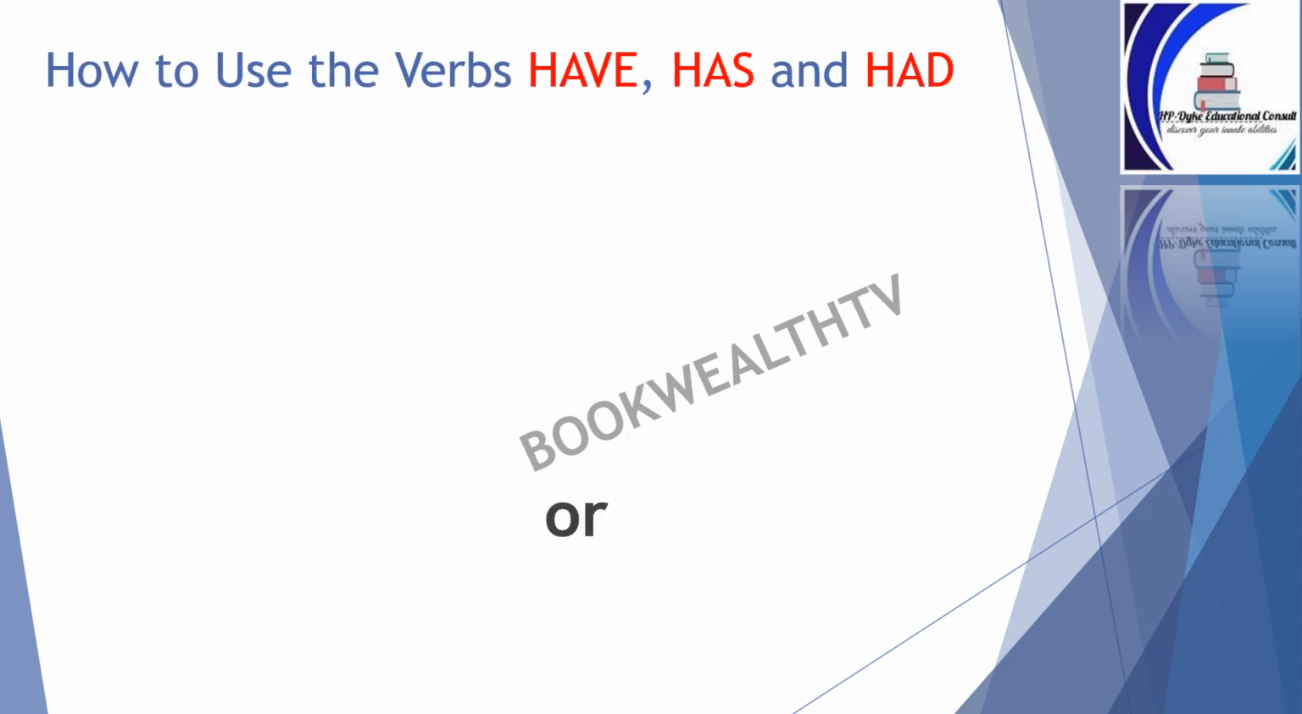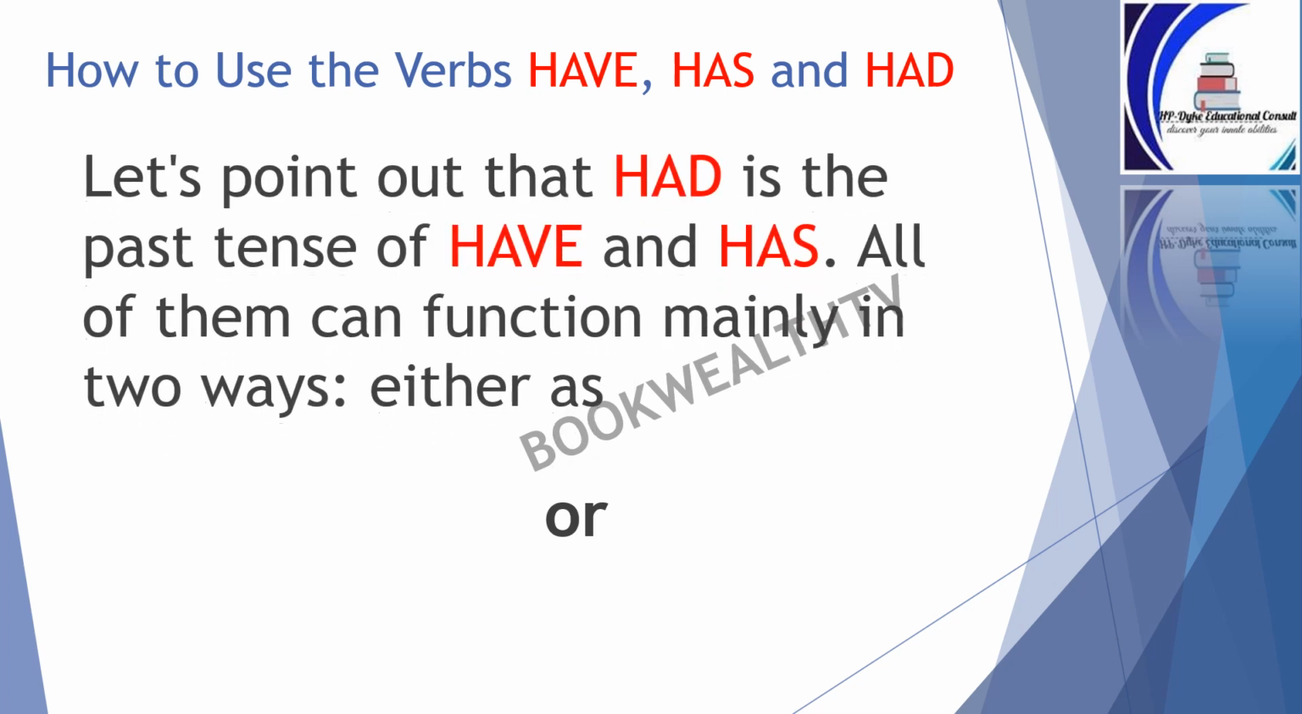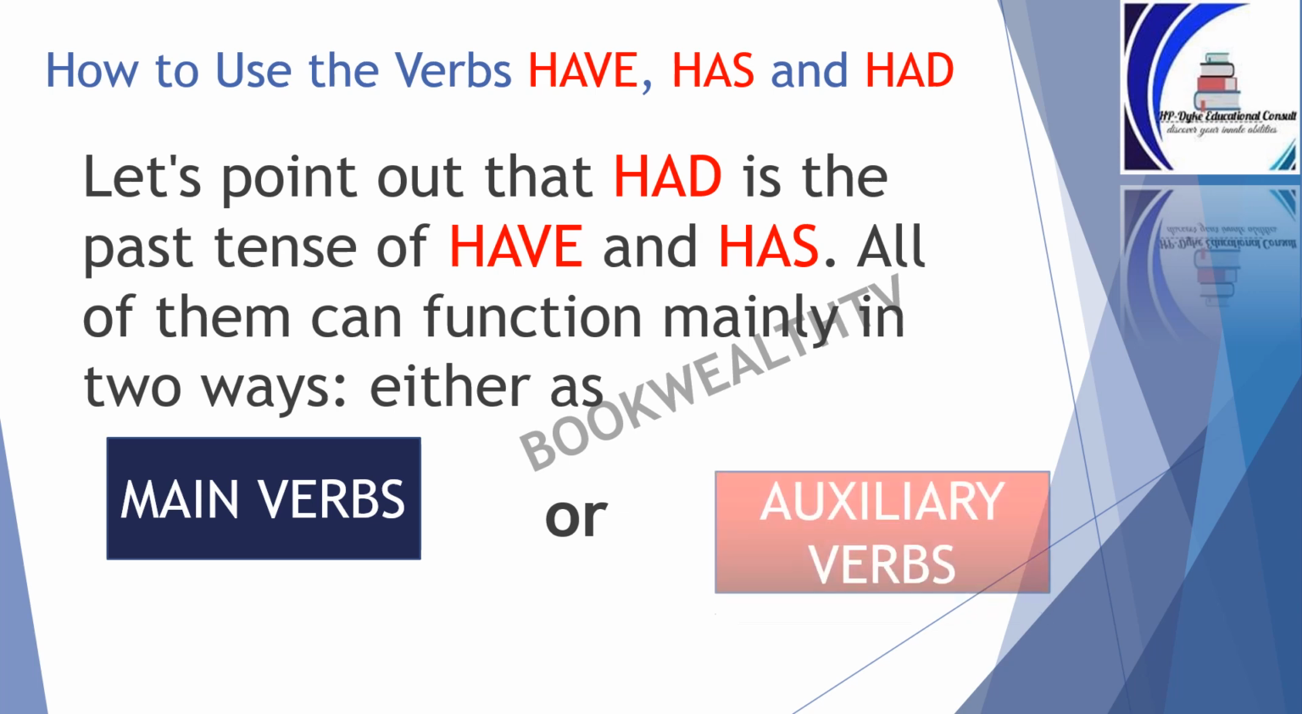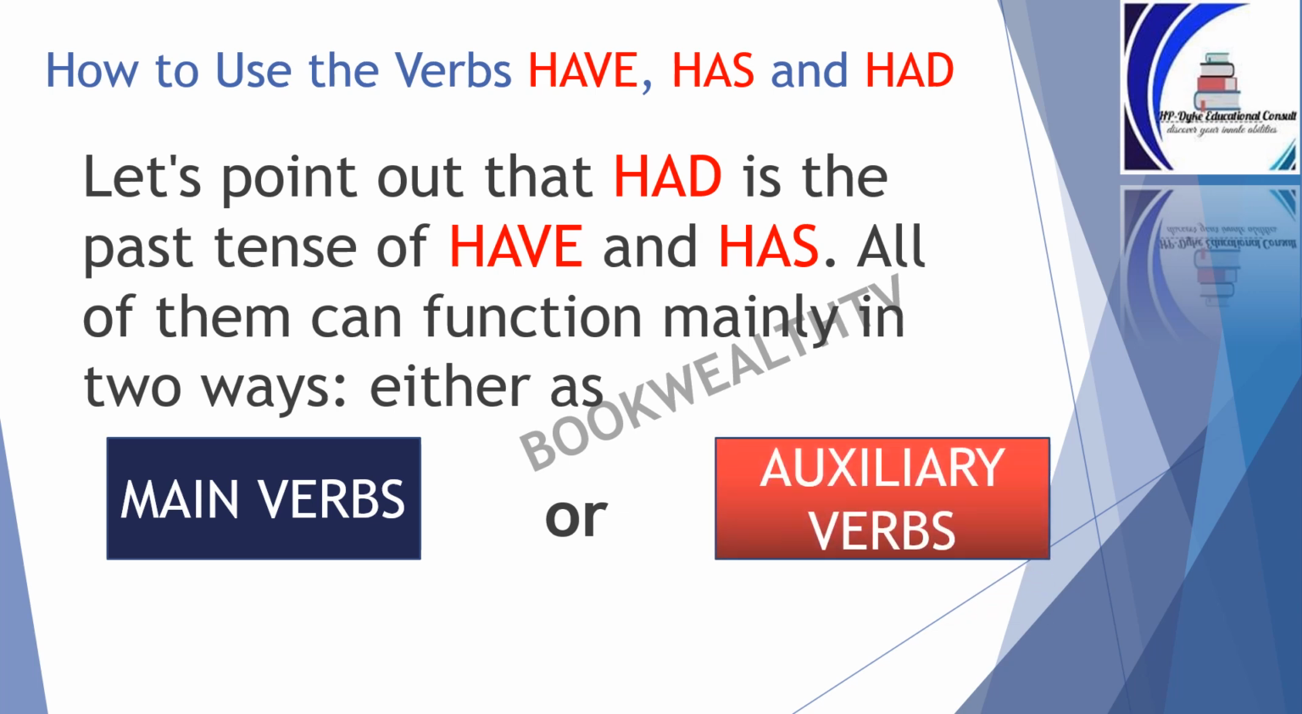On this slide, we have how to use the verbs have, has, and had. Let's point out that had is the past tense of have and has. All of them can function mainly in two ways, either as main verbs or auxiliary verbs. On the next slide, we shall see how these three verbs can be main or auxiliary verbs.